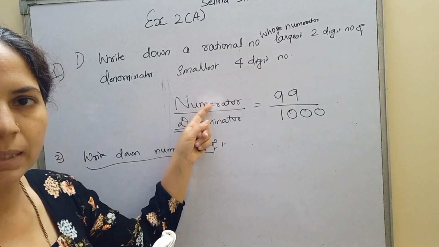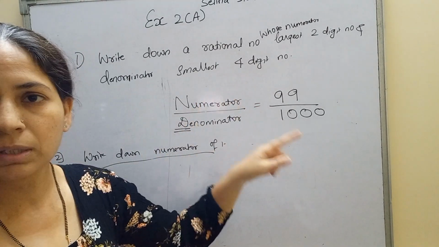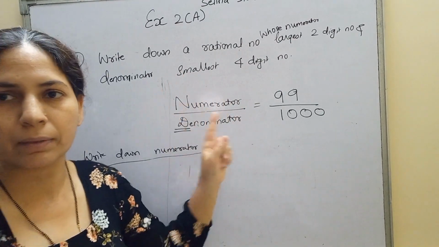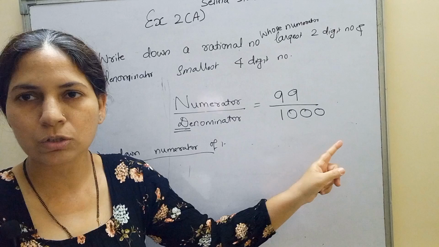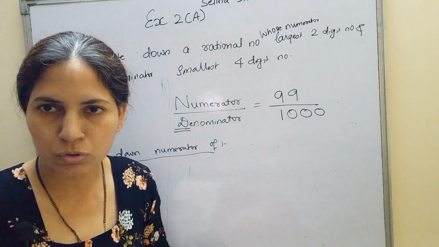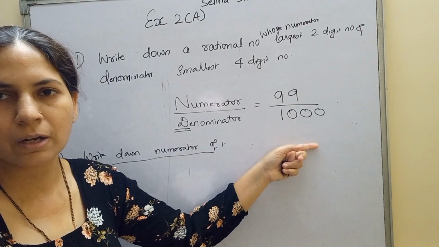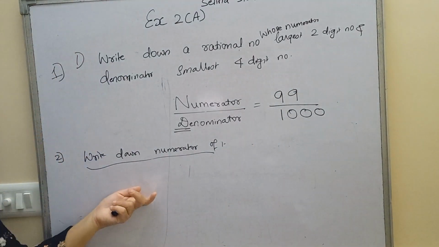And the denominator has to be the smallest 4-digit number. Smallest, when they tell you the smallest number, begin with 1, okay. So 1 and 4-digit they are asking, so put 3 zeros. If they are asking the smallest 5-digit number, put 1 and 4 more zeros, okay. So this is the final answer of question number 1. Let's go ahead with the question number 2.